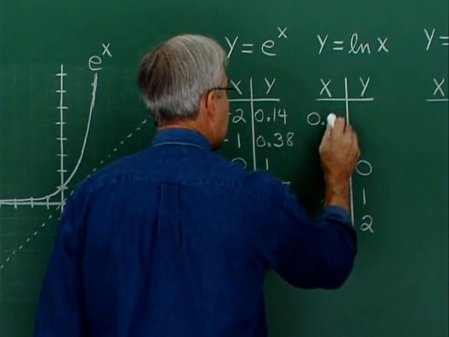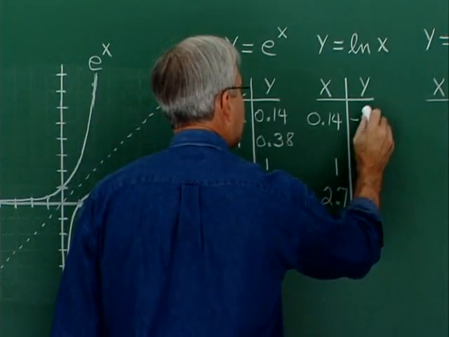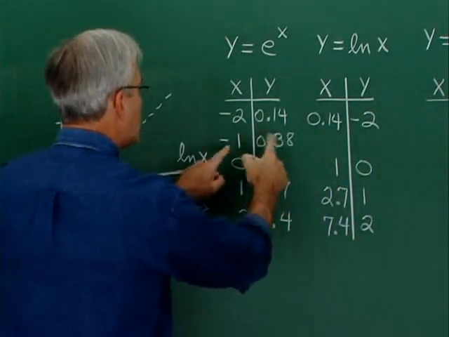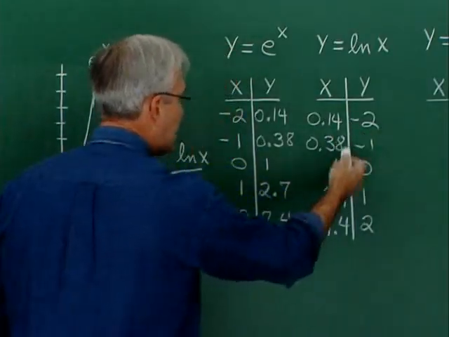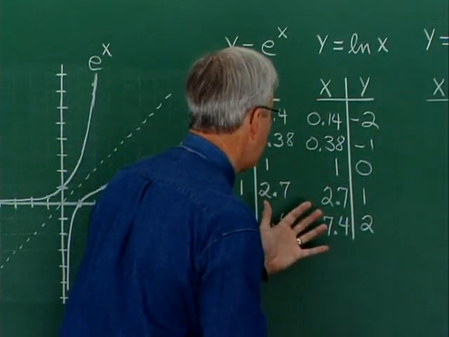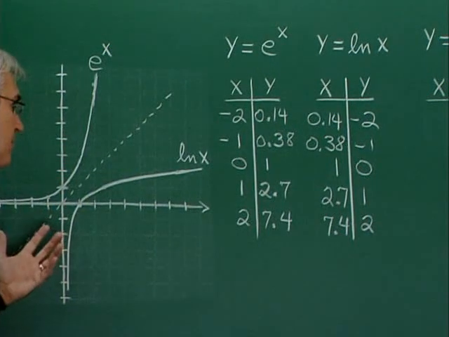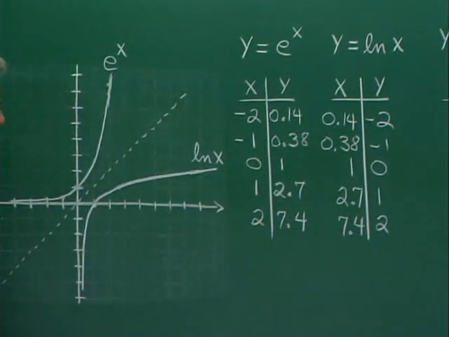So we could write this as this. Just swap those two. Swap these two. I've already swapped the others, and all we have to do is plot the points, and the points have already been plotted, and the graph has already been drawn.